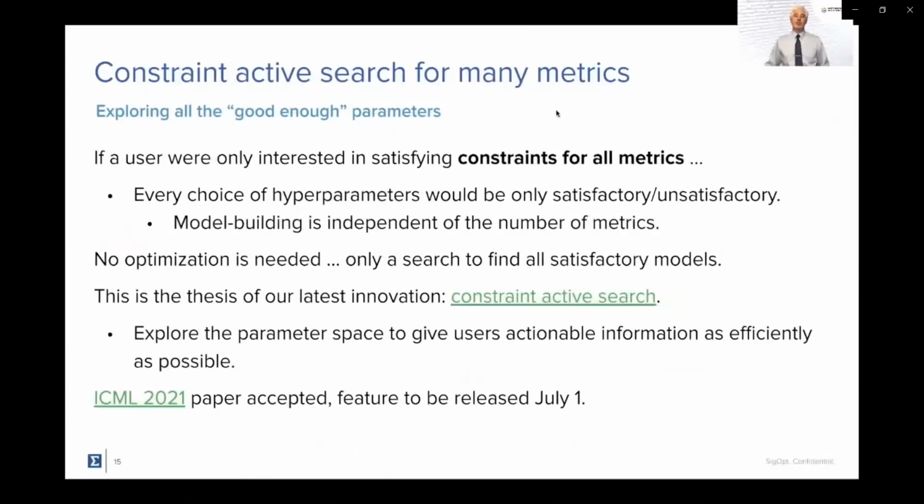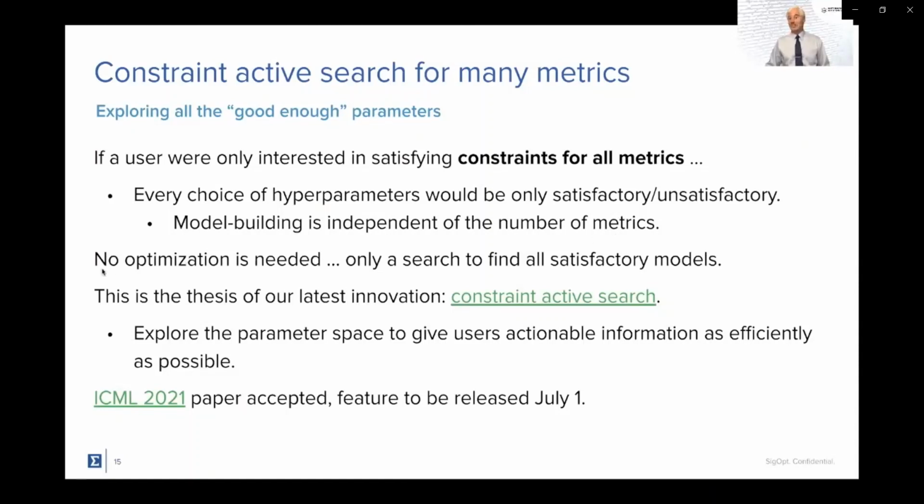An alternative strategy for incorporating many metrics is to change the concept of the problem. If a user were only interested in satisfying constraints for all metrics, then every choice of hyperparameters would be only satisfactory or unsatisfactory. There'd be no numerical values to consider over the course of the optimization. As a result, our model building process can actually be made independent of the number of metrics. We still need to build models for every metric, but we no longer need to consider all of the complicated possible interactions that happen between them.